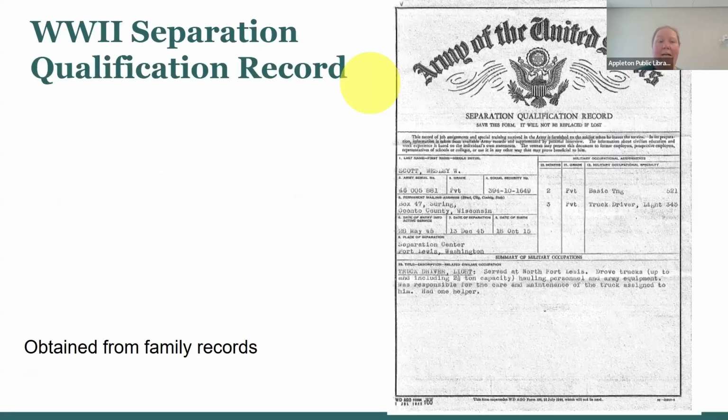I've got another piece that I inherited; it's called a separation qualification record. Again, I've got his Army serial number right on there. Now I can follow up and try to find additional records that weren't passed down through my family to see what else I can learn about his service. Fortunately for him, he was only in for a couple months, and it basically tells me what he did. He was driving a truck.